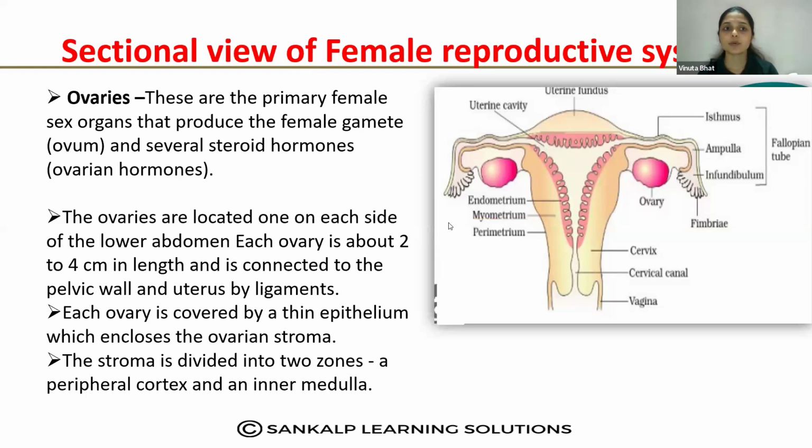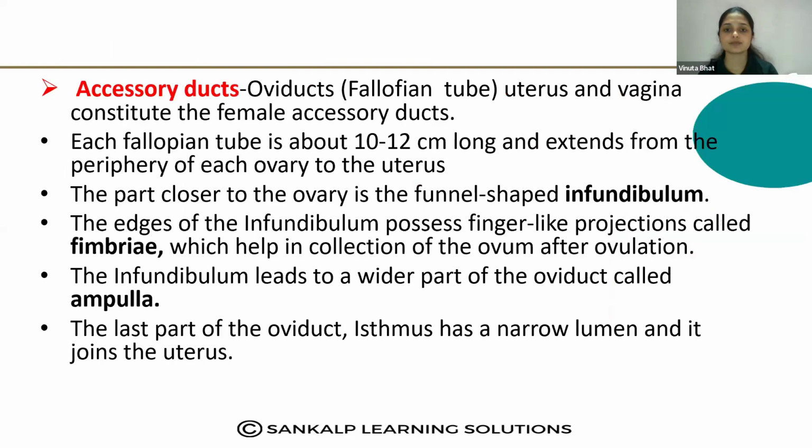Okay, so this is about the female reproductive system, which contains the ovaries, the fallopian tube and its parts, the uterus, the cervix and the vagina. These are the important parts of the female reproductive system.